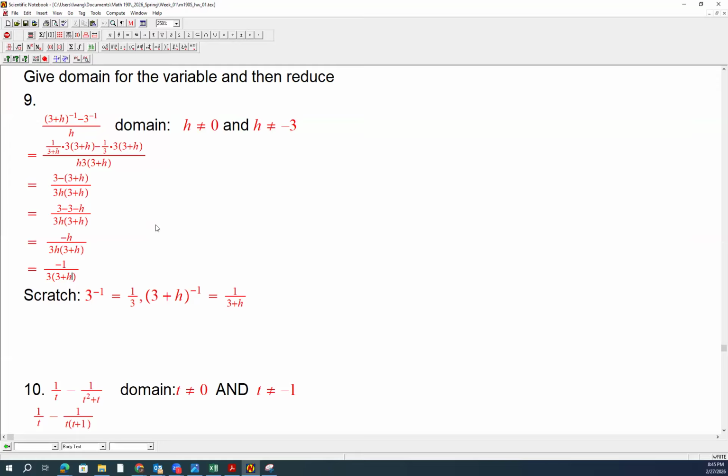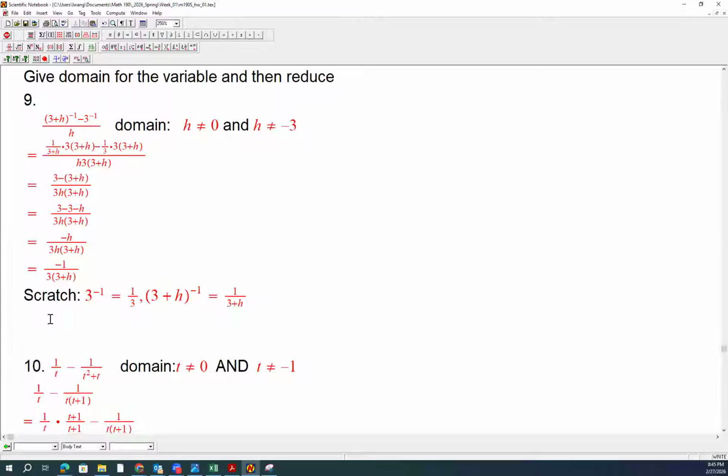Would it be necessary to distribute the 3? No, it's not really necessary. You can just leave it like that. You might be surprised. There might be some convenience because of this, okay? That was the end of it.